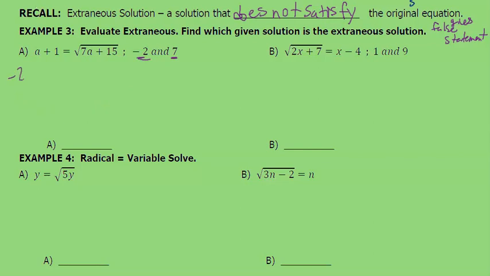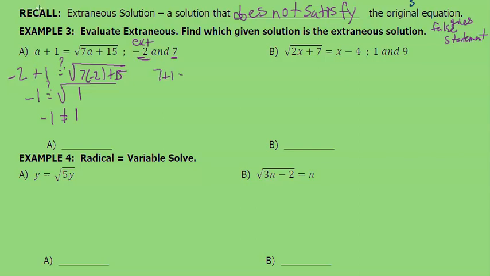So let's plug in negative 2 first. Wherever we see a, we're going to replace it with the negative 2. So is negative 1 equal to the square root of 1? Negative 1 is not equal to 1. So this one is extraneous. Okay, let's check the other one.